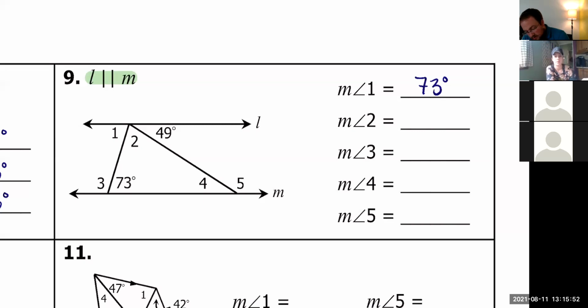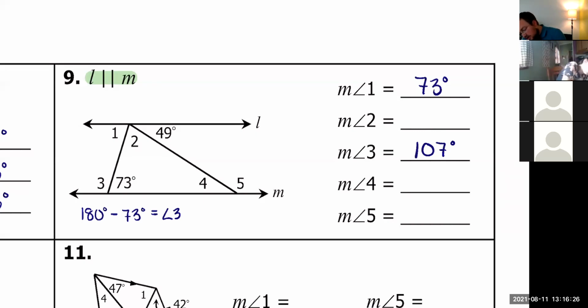I'll jump down here to angle 3. Here's an easier to see linear pair. So angle 3 and 73 degrees should equal 180. So if I subtract the 73 degrees from that, I should get my angle 3, which is 107. Yep, 107.